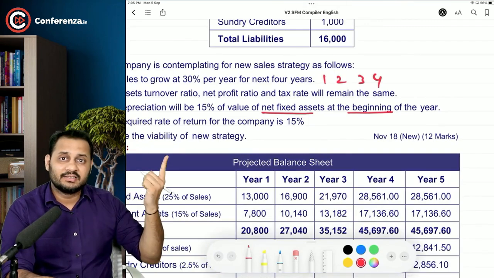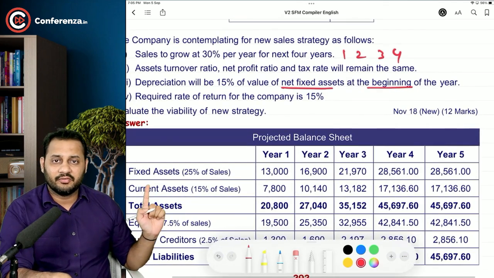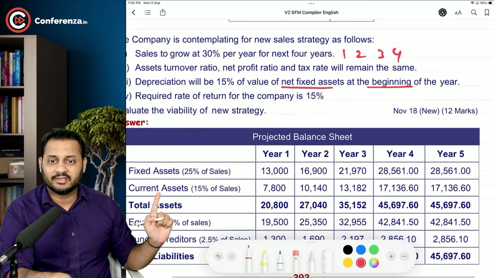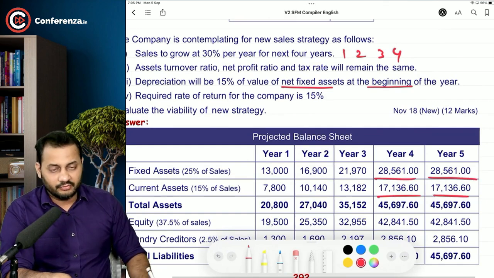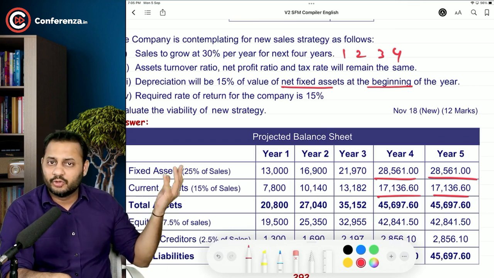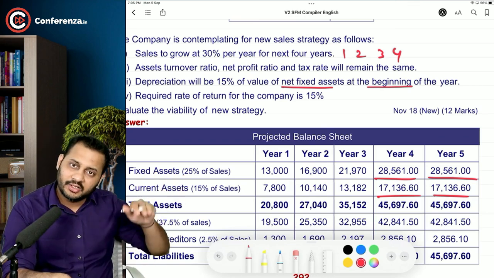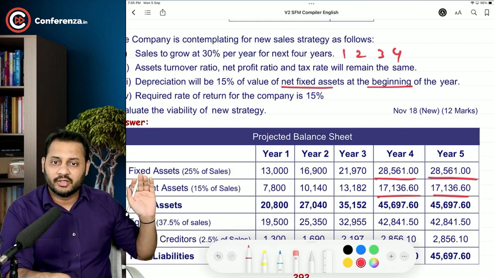Now, once you calculate the sales in the second working shown here, you can easily calculate the fixed assets for every year 1, 2, 3, 4, 5, and current assets 1, 2, 3, 4, 5. You can see there is no change in the fourth and the fifth year in the fixed assets and current assets. Then you will ask why did we take that? It has a reason, because there is no growth after fourth year. So fourth year fixed assets will continue forever, current assets will continue forever.